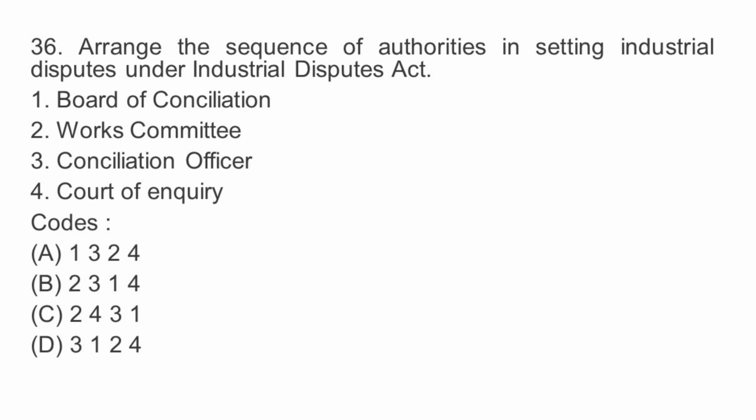Moving on to the next question. Arrange the sequence of authorities in setting industrial disputes under Industrial Disputes Act. From the code, right answer is option B. So, the first sequence is work committee. Then after work committee, we move to conciliation officer. Then board of conciliation. And last one, court of enquiry. So, from the code, right answer is option B.